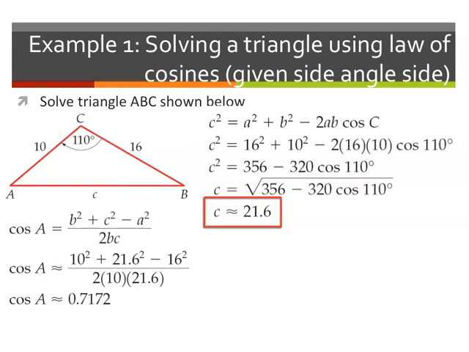Now, we still haven't found angle A yet. We found what cosine of A is approximately. So anytime you're trying to find the measure of an angle, just like when you were solving right triangles, you want to use the inverse trig function, in this case, inverse cosine. So inverse cosine of 0.7172 comes out to be about 44.2 degrees.